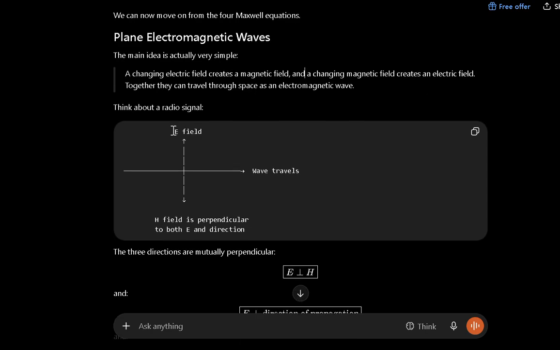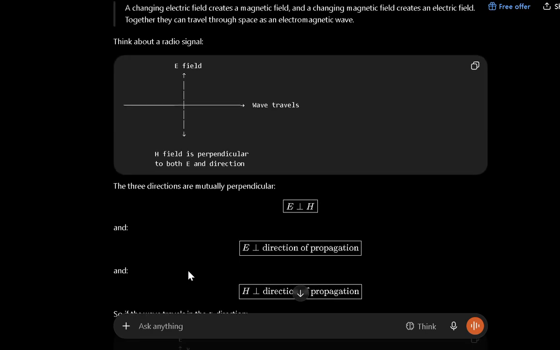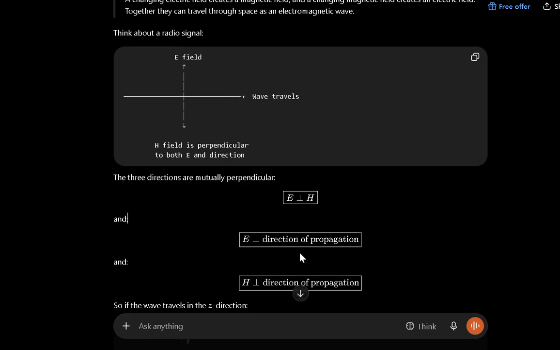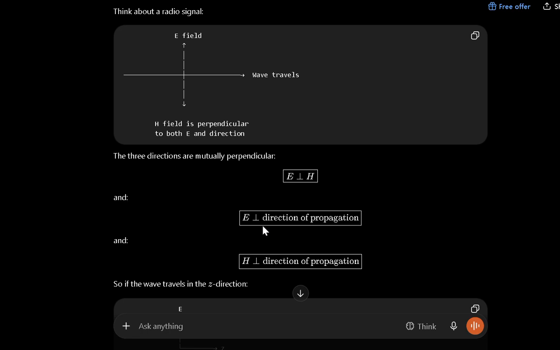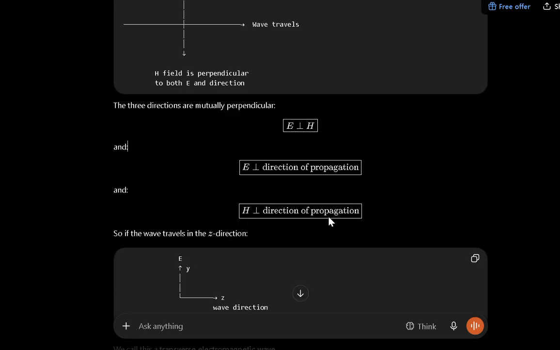Think about a radio signal. The wave travels, with the electric field and the H field coming out in their own directions. The three directions are mutually perpendicular. The electric field and magnetic field are perpendicular to each other. The electric field is perpendicular to the direction of propagation, and the magnetic field is perpendicular to the direction of propagation.